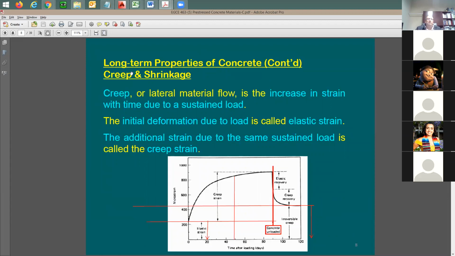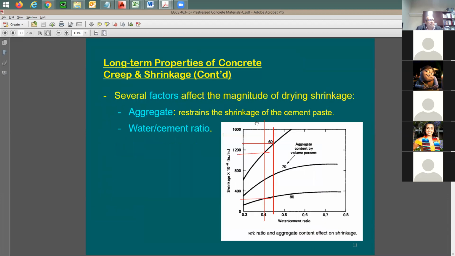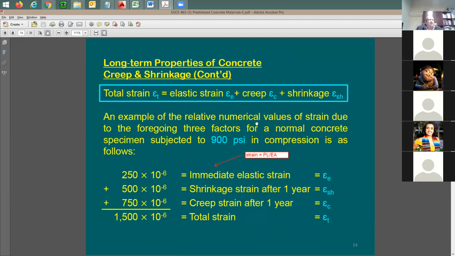When you have more creep, would you have more losses or less losses? With creep and shrinkage, generally speaking, when you add them up and they go up, would you have more losses or less losses? Let me show the equation so that you can decide. Creep goes up, elastic strain goes up, shrinkage goes up. What's going to happen to the losses? Goes up, correct? Your pre-stress loss is going to increase when you have more creep and more shrinkage in the concrete.